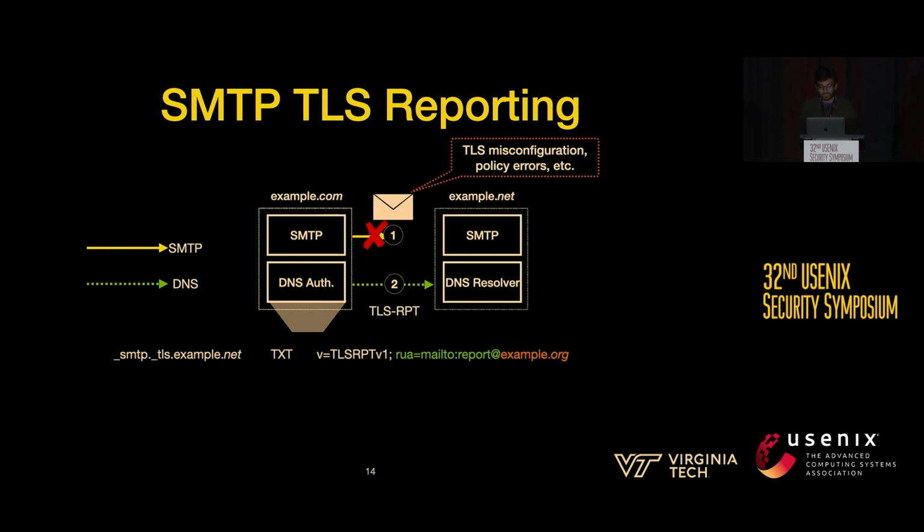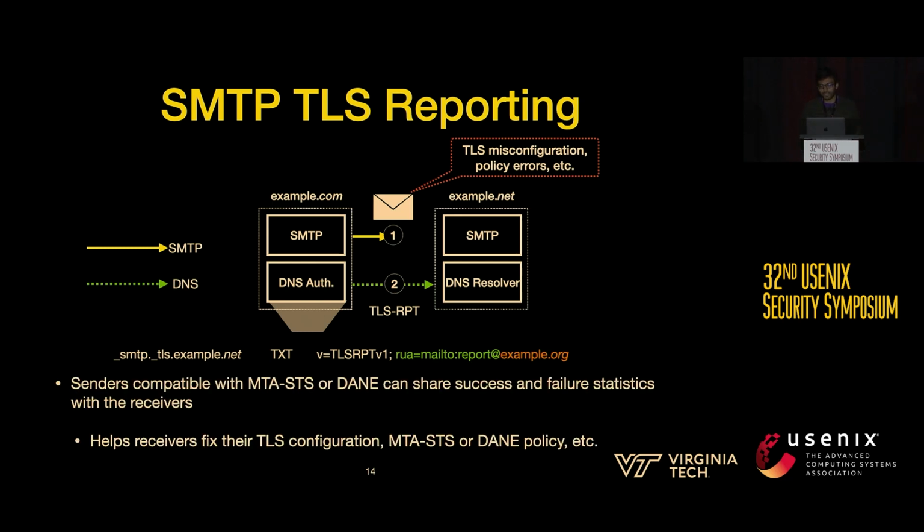So in this case, if the sender supports SMTP TLS reporting, it should look up the TLS RPT record of example.net and may find a value similar to the rua tag that we discussed in the DMARC reporting address or DMARC policy. So this report will contain basically success and failure statistics with the receivers, which would be useful if the receivers want to fix their TLS configuration or MTA-STS or DANE policy. Note that there is no external destination verification in the case of TLS RPT.